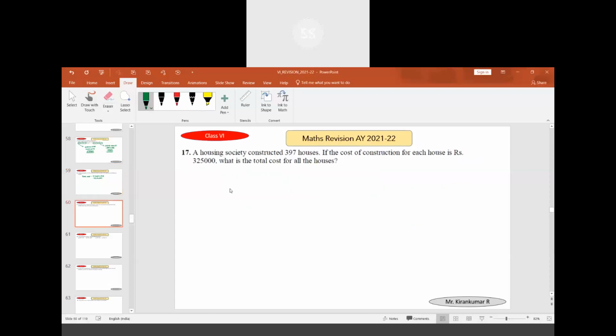17th question. A housing society constructed 397 houses. If the cost of construction of each house is rupees 3,25,000, what is the total cost for all the houses? It's again multiplication. Here we will be finding the total cost. Total cost will be rupees 3,25,000 multiplied by 397.